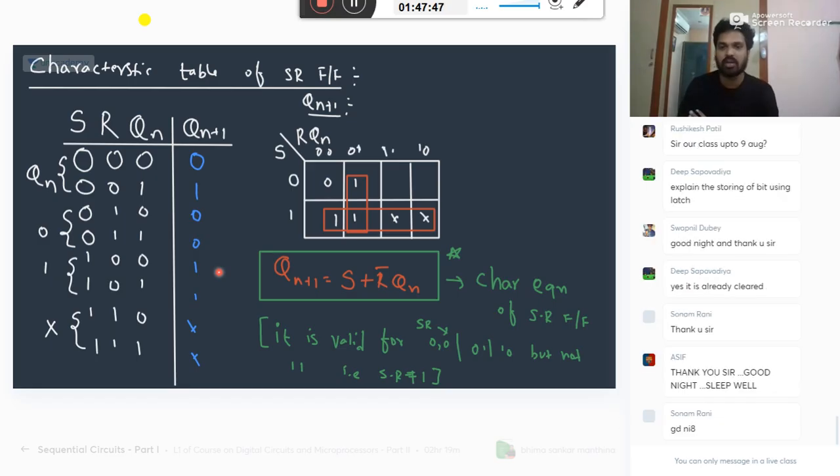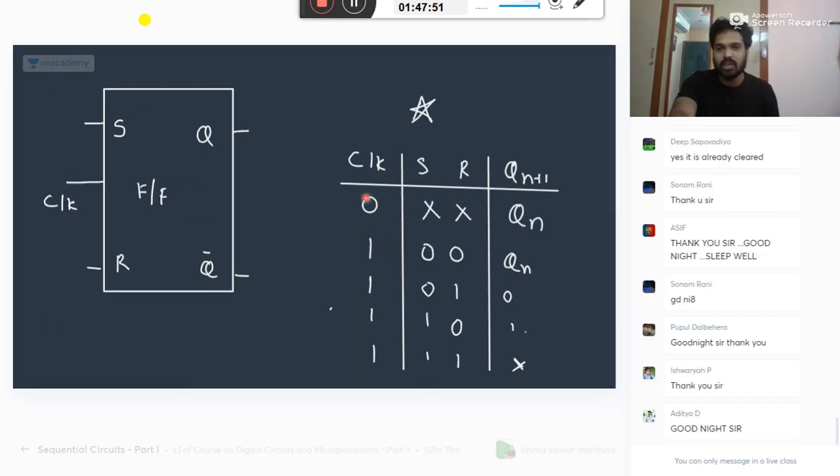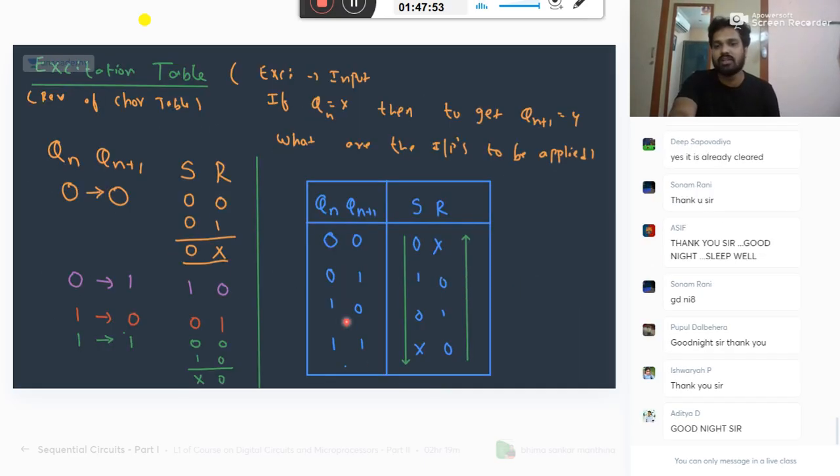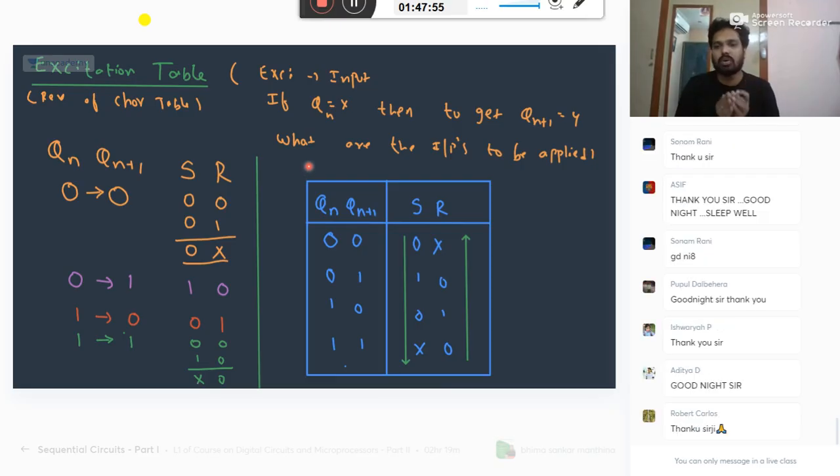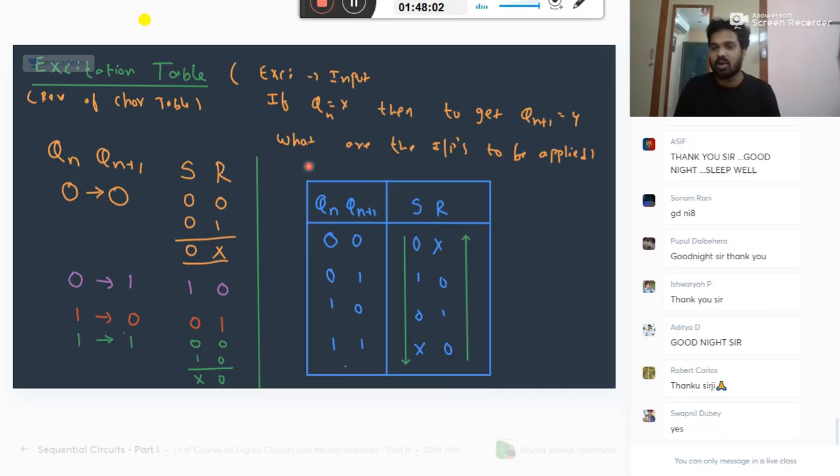Tomorrow, before coming to the class, everybody remember this truth table, characteristic table, excitation table. Just revise this class PDF. Revise it and come to the class. Just revise it compulsorily, because these are the basics for understanding all the next topics.